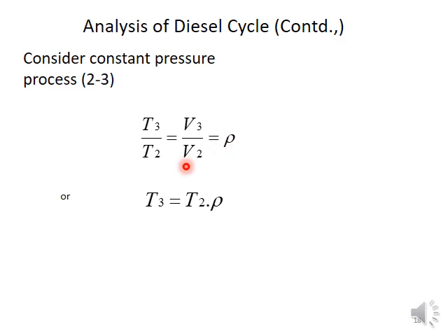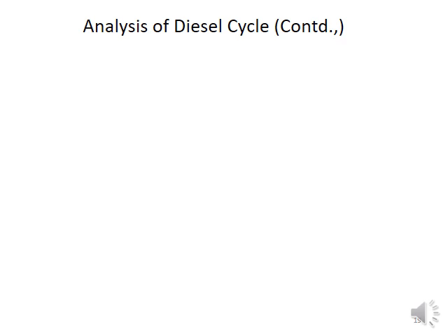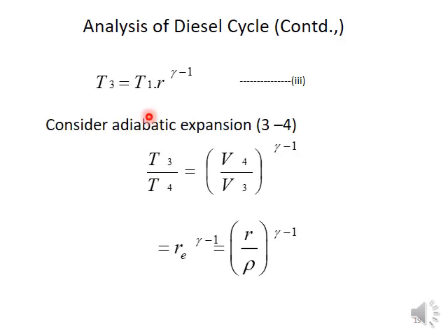So from the 1 to 2 process we can calculate the temperature T2, and from the 2 to 3 process we can calculate the temperature T3 by knowing the cutoff ratio. T3 is equal to T2 rho. Substituting the value of T2 from the equation, we can also write T3 is equal to T1 r power gamma minus 1, times rho.